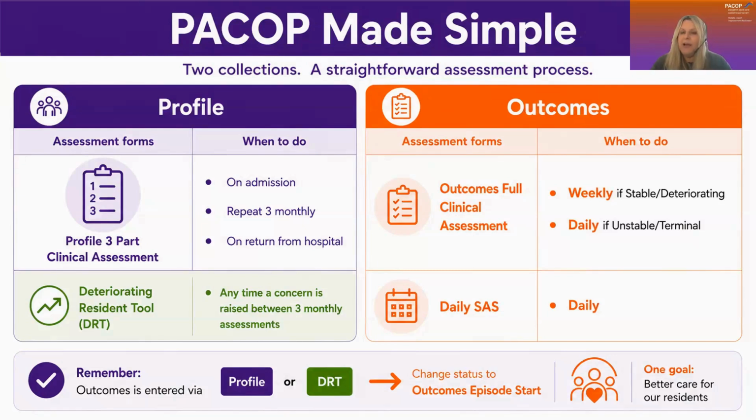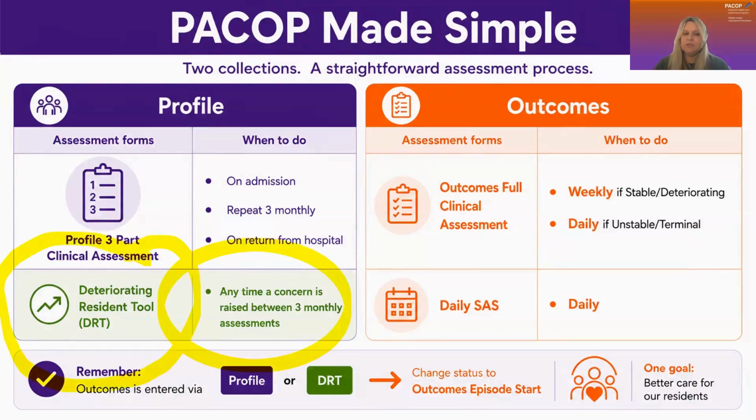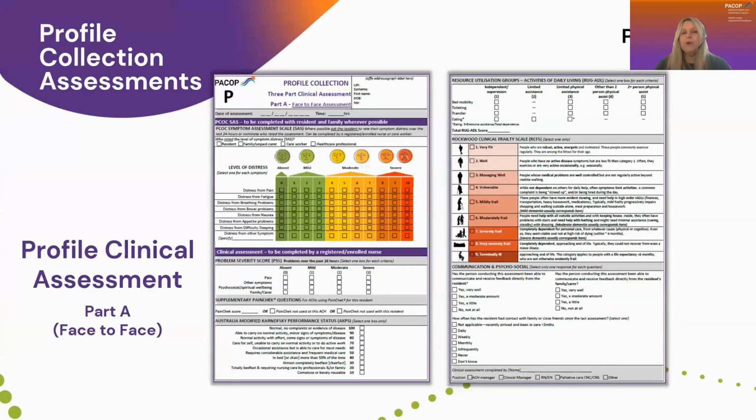And in outcomes, we do away with all the extra questions that we collect on the profile forms and really just focus on their symptoms and problems, performance and function, so that we can make sure we are on top of all their needs at any time. So today we're looking at this one, the deteriorating resident tool. All right, so we're just going to quickly go through the process and the tools we use because it is all relevant to picking up deterioration.